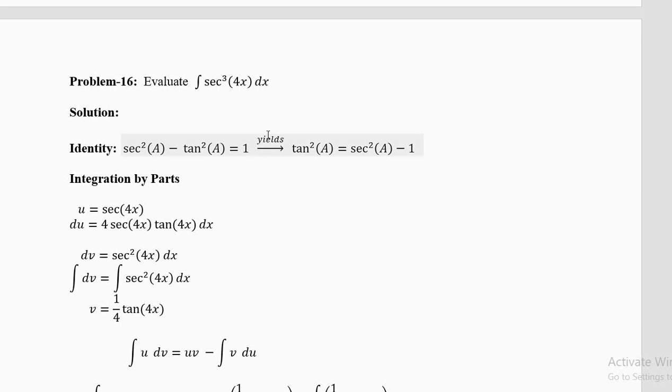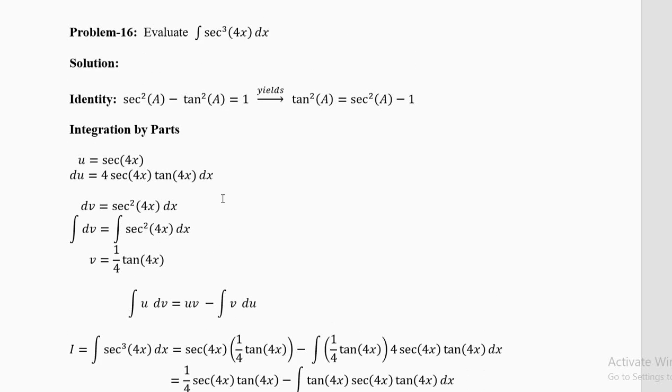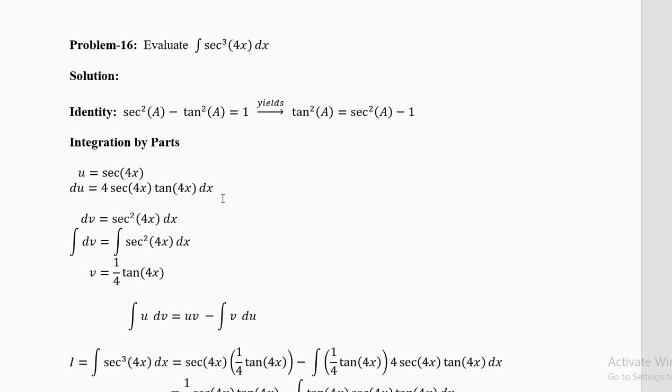Now evaluate secant cube 4x. Now again we'll use the same identity, secant square a minus tan square a equal to 1, which is equivalent to tan square a equal to secant square a minus 1. Now here you have to use integration by parts. The other idea will not work here, so you have to be a little bit careful.